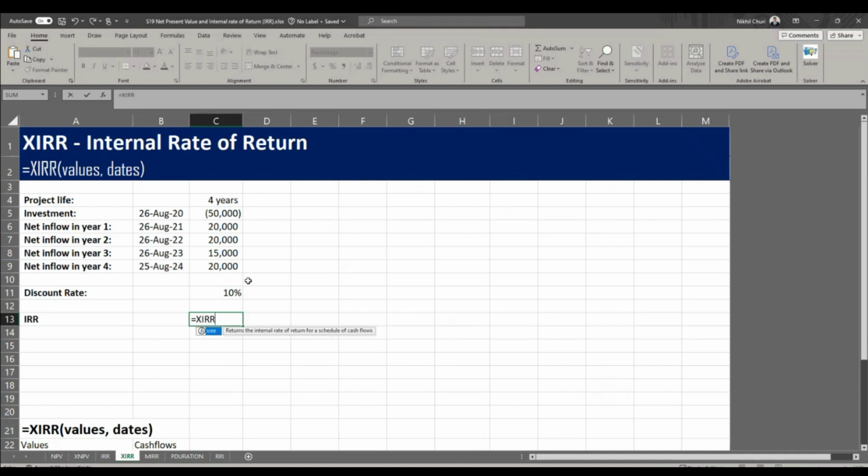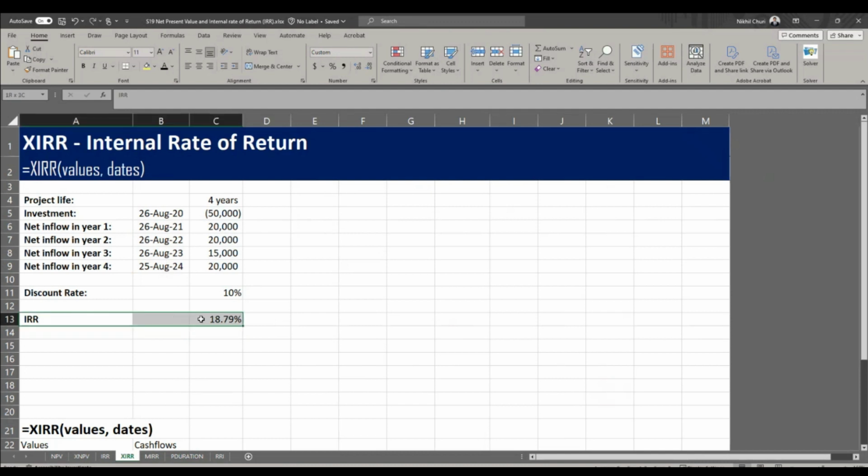Equals XIRR, tab. Select all the values here. Hit comma, then select all the corresponding date ranges. Close it out, press enter. I'm getting the same answer. So technically, this is the preferred formula to use in Excel. Just make sure you have all the dates of the transactions.